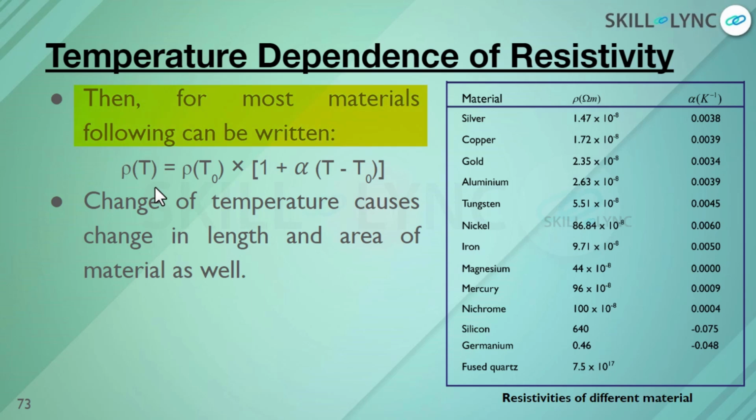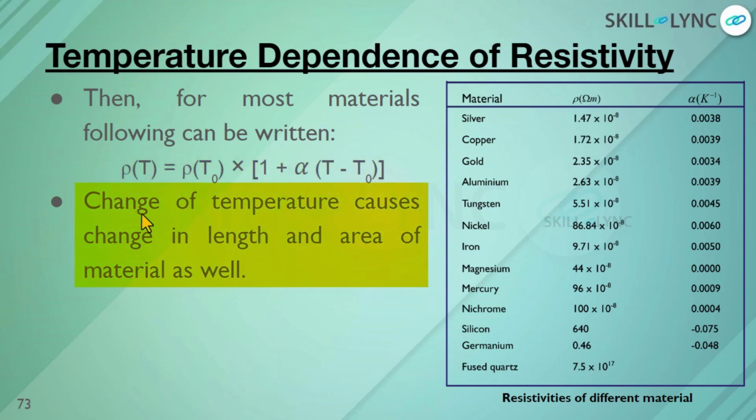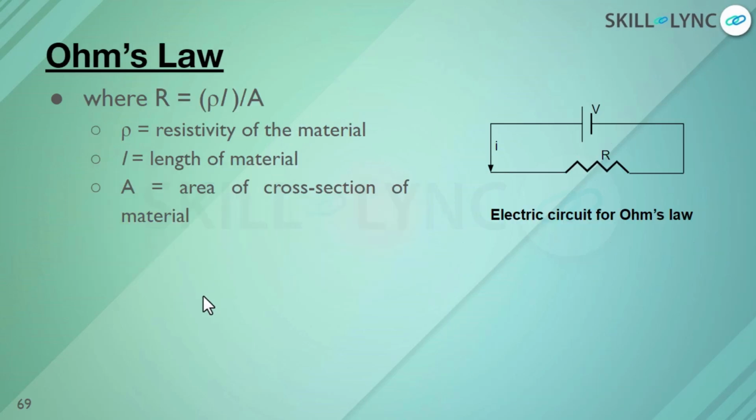Then for most materials the following can be written: rho T is equal to rho T naught into 1 plus alpha (T minus T naught). Change of temperature causes change in length and area of the material as well. And we have studied previously that R is equal to rho L by A. And we are saying that change of temperature causes change of length and change of area.